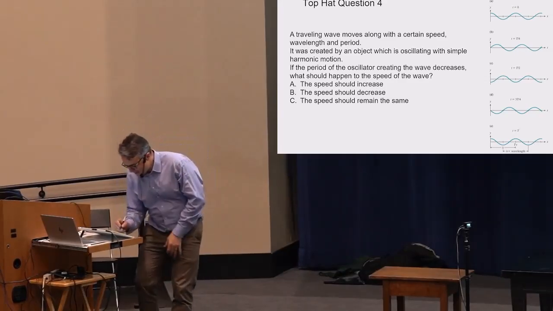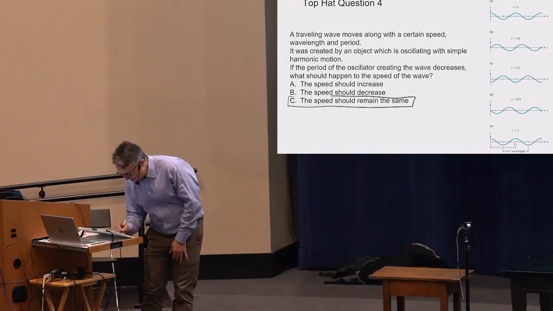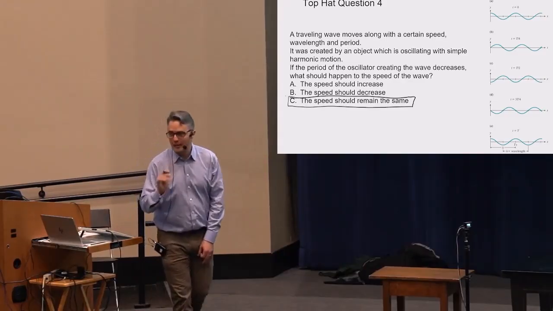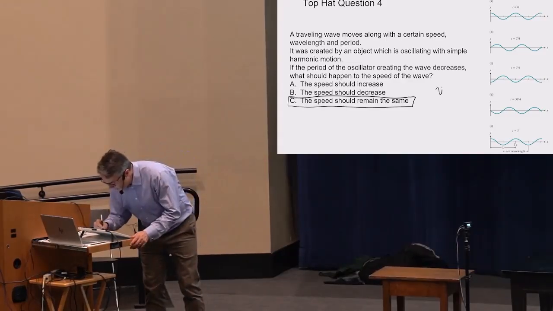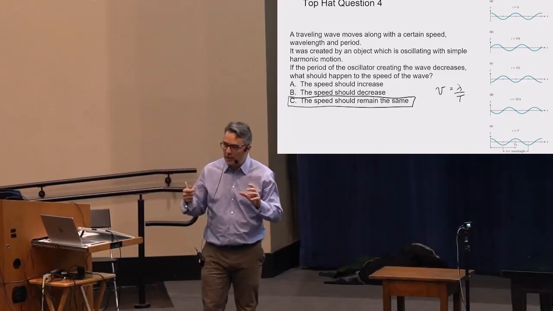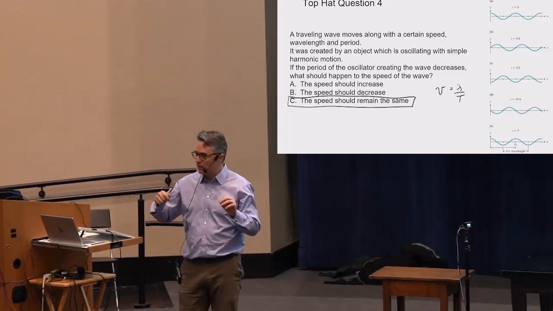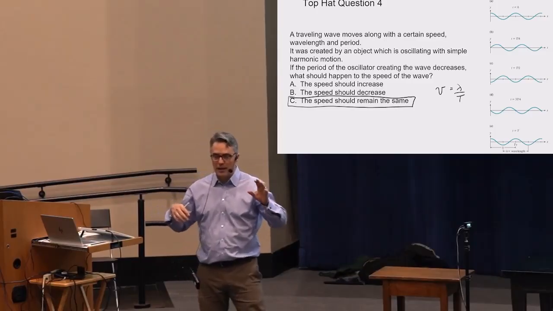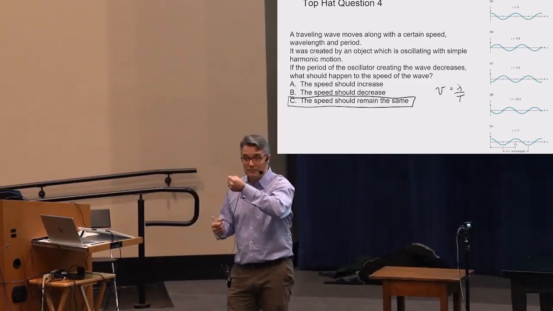I'll tell you guys the answer to this one. It's C. The speed should remain the same. So it is true that v is equal to lambda divided by T. But that doesn't mean that if you change the period, that you change the speed. What happens is you also change the wavelength.